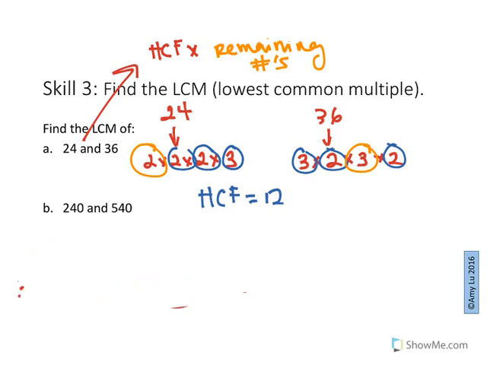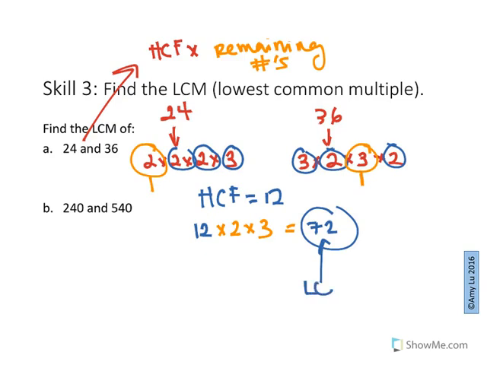I'm talking about the 24 and the 36. So what we have to do now, as you see the 3 and the 2, take the highest common factor, 12, and take the two numbers that I circled in yellow and multiply it to the highest common factor. So that's basically 12 times 6, which makes 72. That right there is the lowest common multiple of 24 and 36.